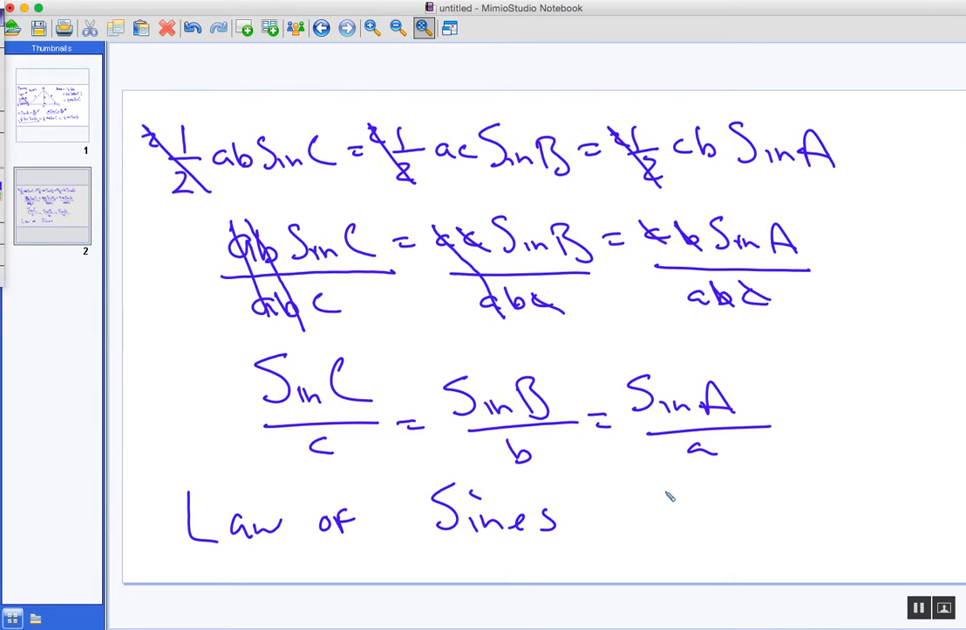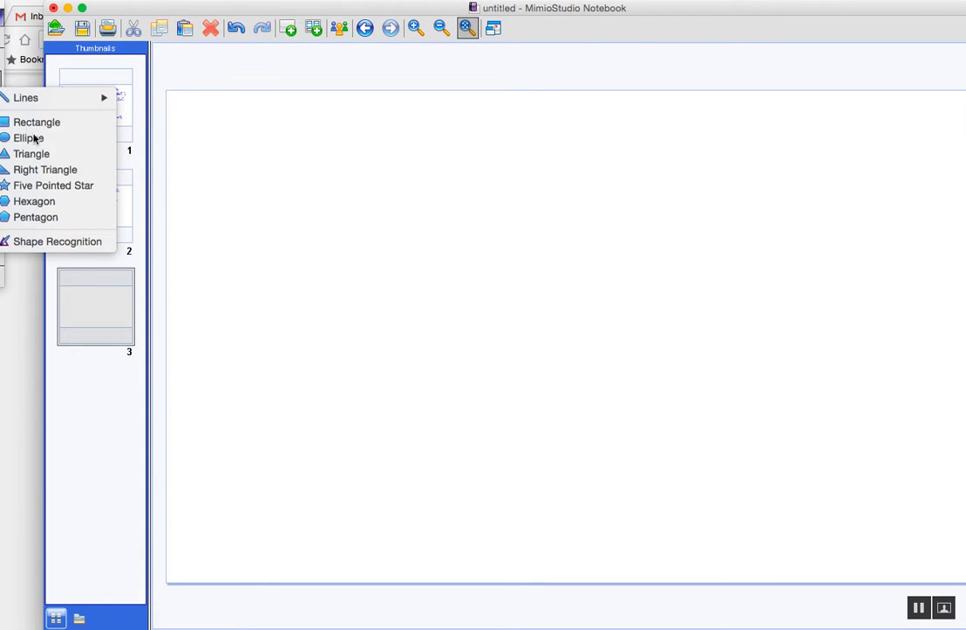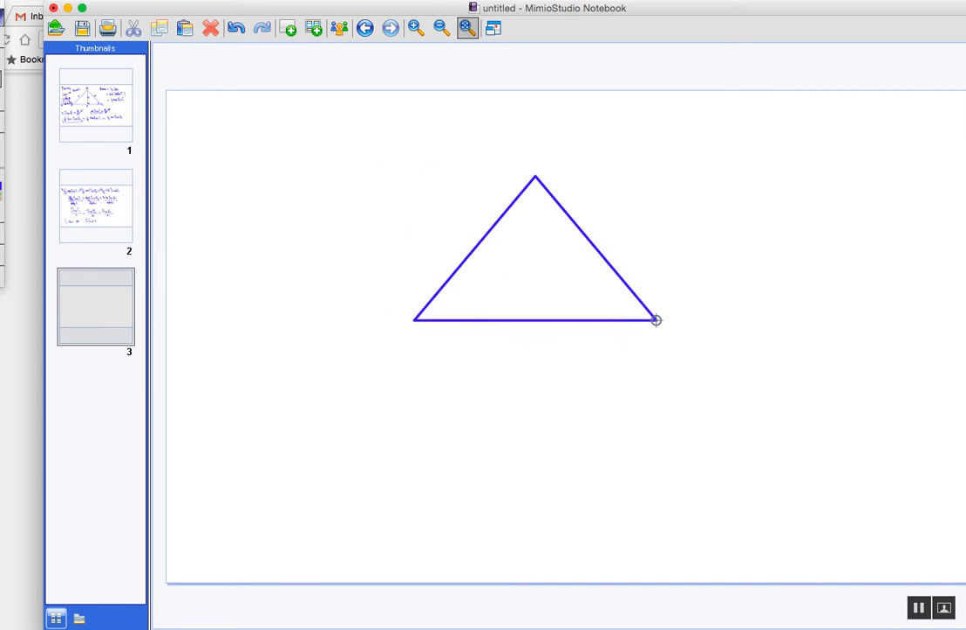But let's actually work with it. So seeing the law is great, but being able to work with it is even better. So let's go ahead, add a page here. Let's take this triangle here, and let's say we have a side of 8, an angle of 40 and a side of 10, and we want to solve for, let's say, side A and angle A.